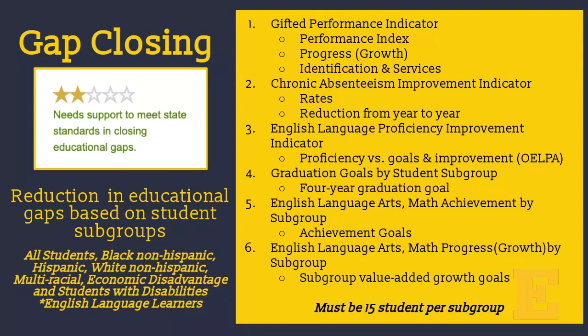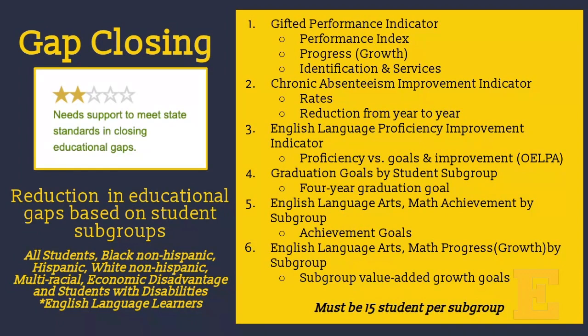Next component is called gap closing, and both progress and achievement are sort of recognized in gap closing. Gap closing was the one on the third slide in the bottom right that has 6 different measures that make up gap closing. There's the gifted performance indicator, which then has 3 parts. There's chronic absenteeism, which is new this year. There's English language proficiency improvement indicator, which does not apply to us, and I'll talk about in a minute why. Graduation goals by student subgroups, ELA and math achievement by subgroup, and then ELA and math growth by subgroup.